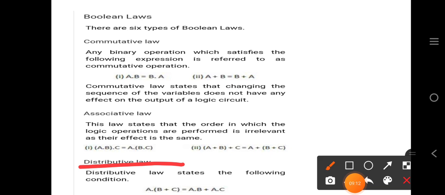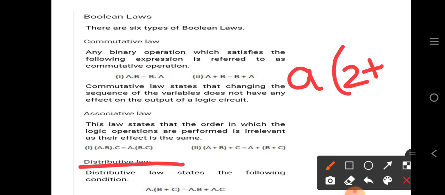So this is the distributive law. It is just like bracket multiplication. The distributive law states the following condition: A dot in bracket B plus C is equal to A dot B plus A dot C.